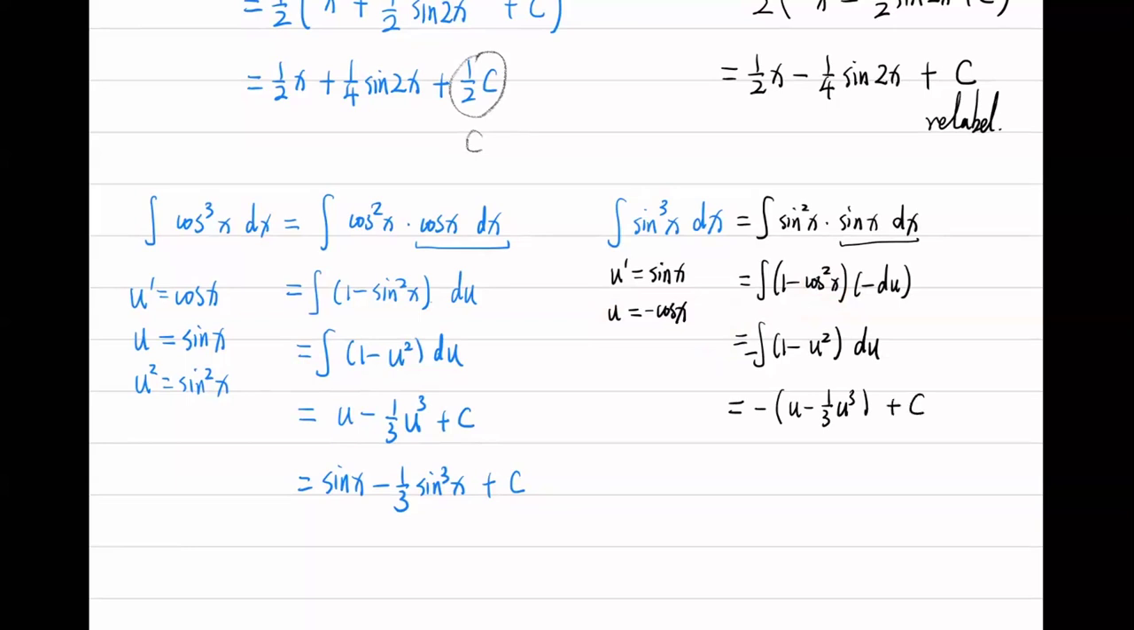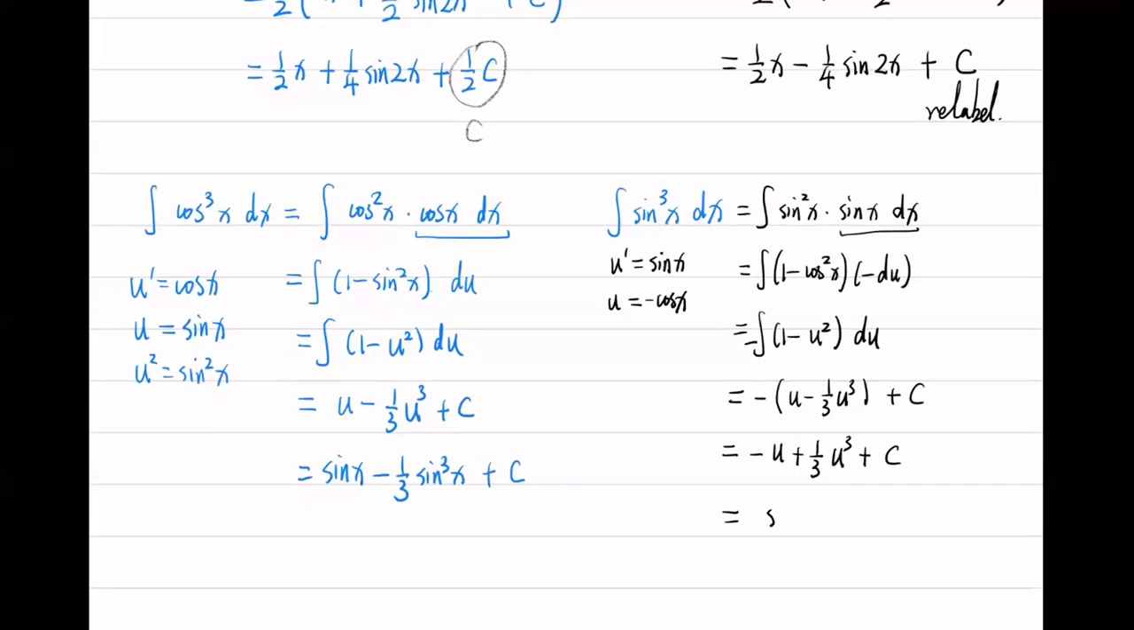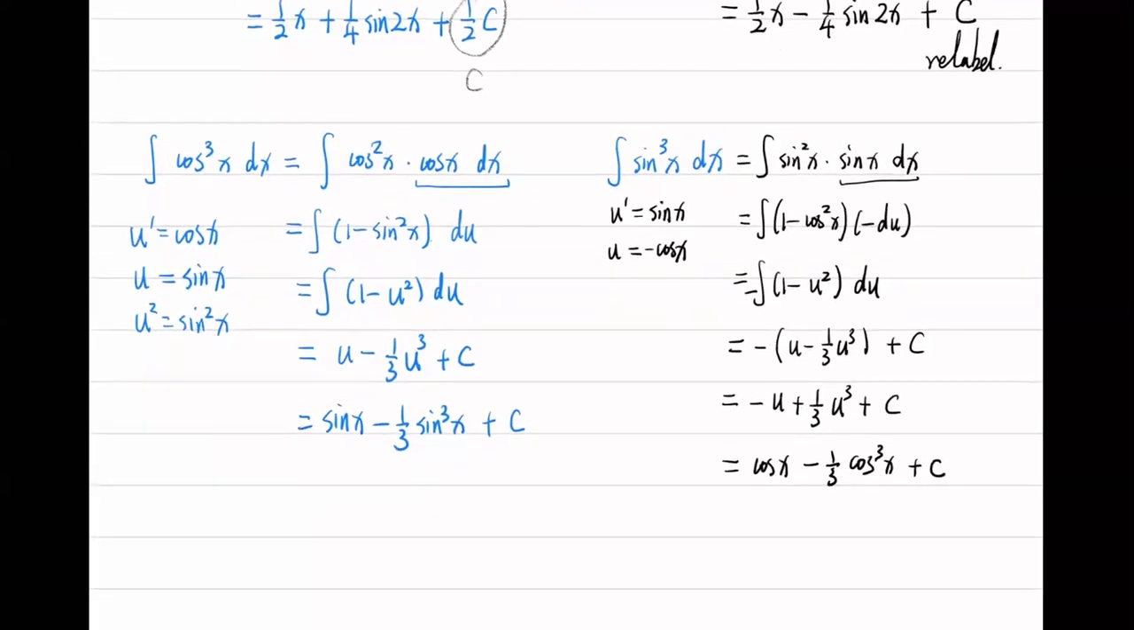Let's see. This is negative u. And we switch back to x. Negative of cosine x, negative cube. Okay. Okay, any question about this one? No.